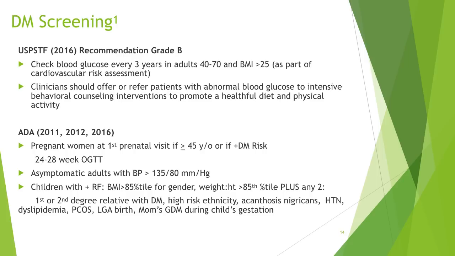They also recommend screening any children who have an elevated BMI or have obesity and additional risk factors, such as having a family history of a first or second degree relative with diabetes. Again, they fit into that high risk ethnic background, have clinical signs of acanthosis nigricans, hypertension, dyslipidemia, or have mothers who had gestational diabetes during their pregnancy with the child.